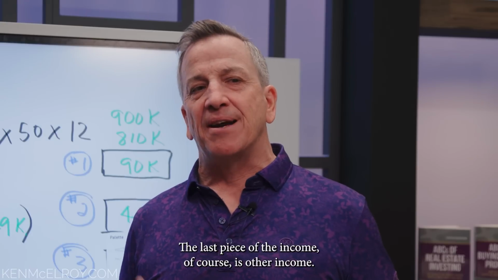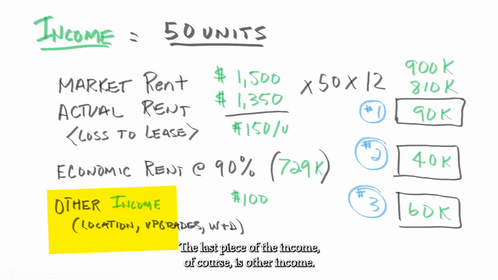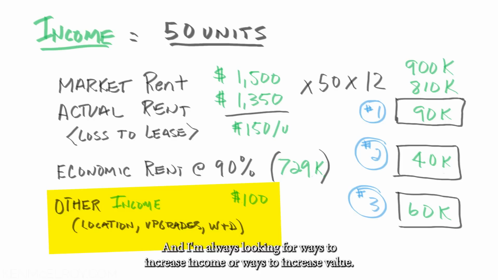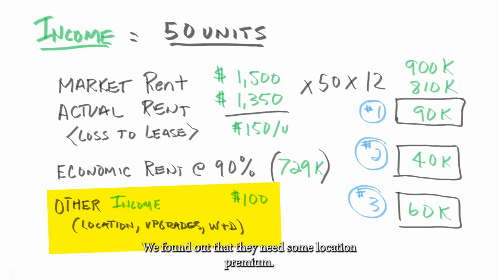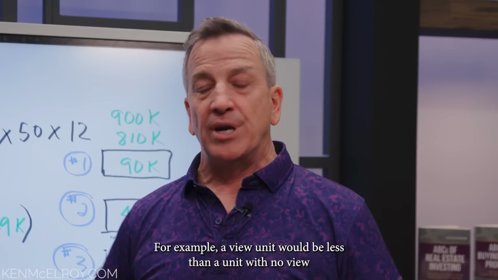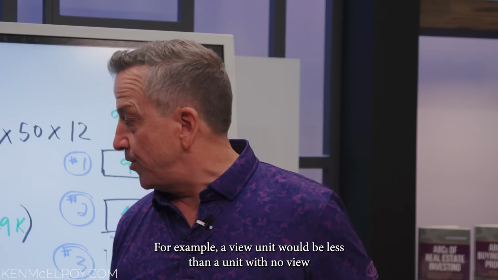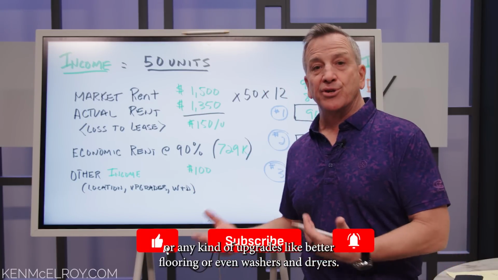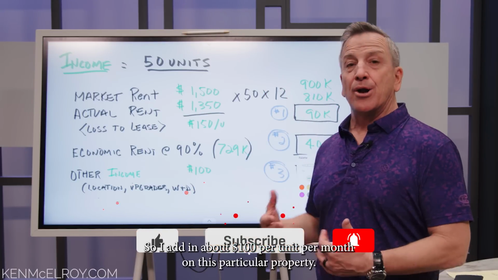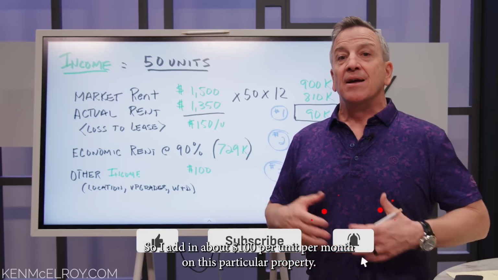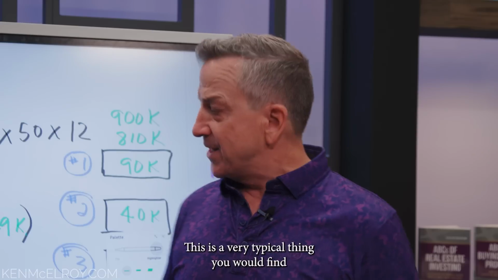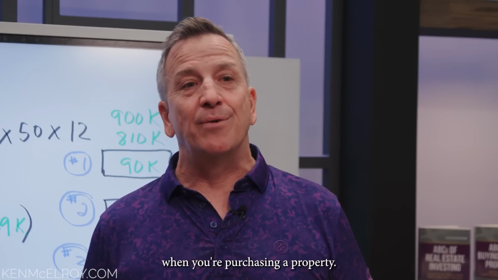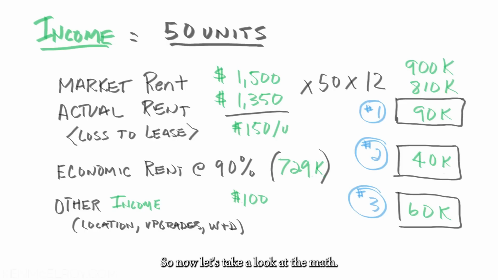The last piece of the income, of course, is other income, and I'm always looking for ways to increase income or ways to increase value. On this property, we found out that they need some location premiums. For example, a view unit would be less than a unit with no view, or any kind of upgrades like better flooring or even washers and dryers. So I added about $100 per unit per month on this particular property. This is a very typical thing you would find when you're purchasing a property. So now let's take a look at the math.